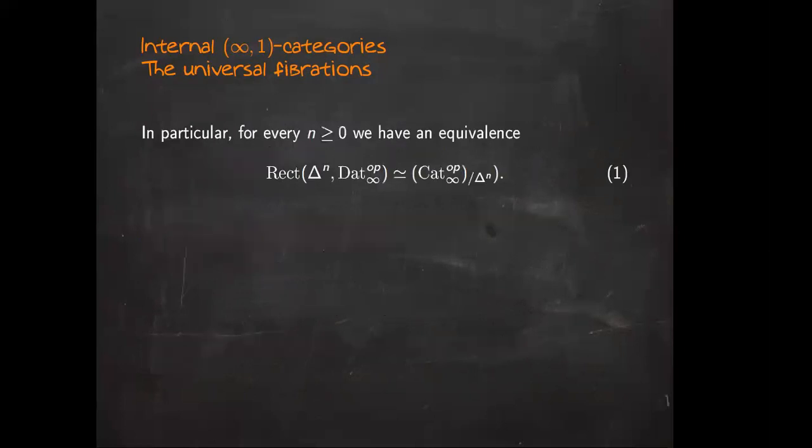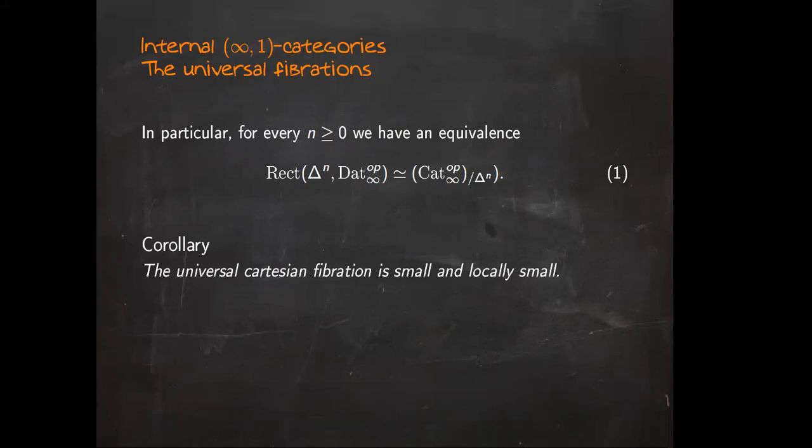So what does that mean? Well, if we look at the special case I equals delta n for varying n, then we see that the rectangular simplicial diagrams in the universal Cartesian fibration are represented by the accordingly shaped diagrams in the infinity category of infinity categories.